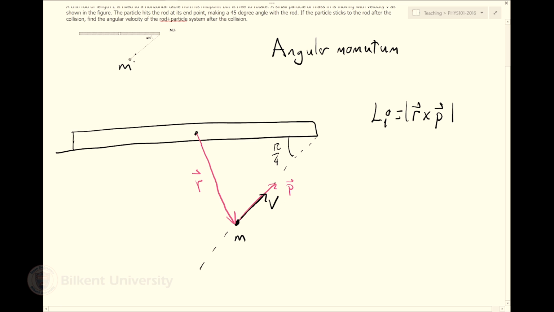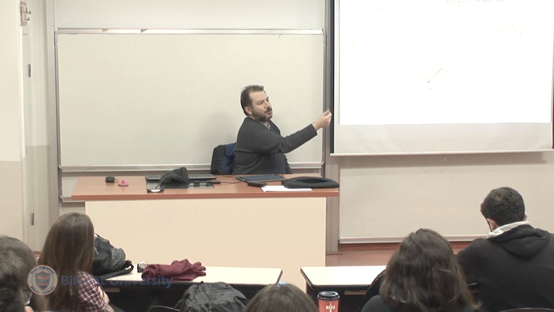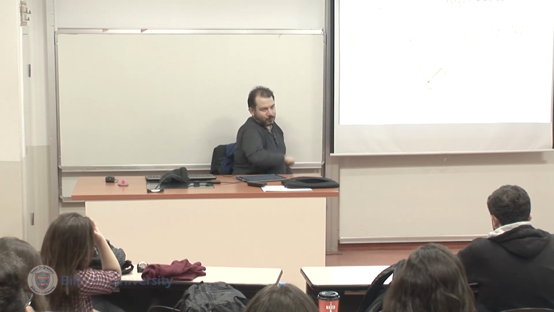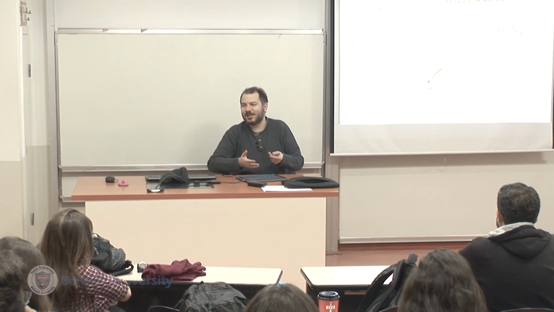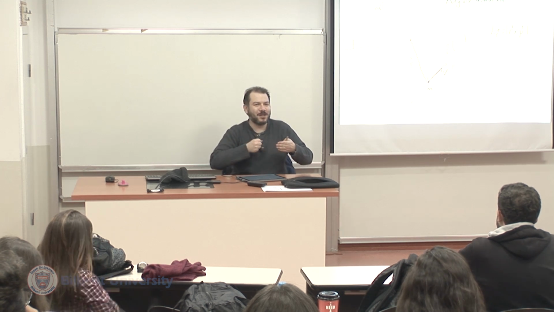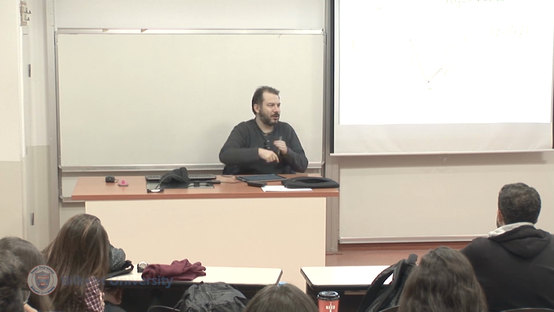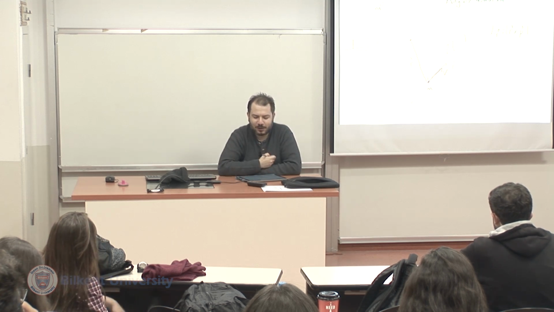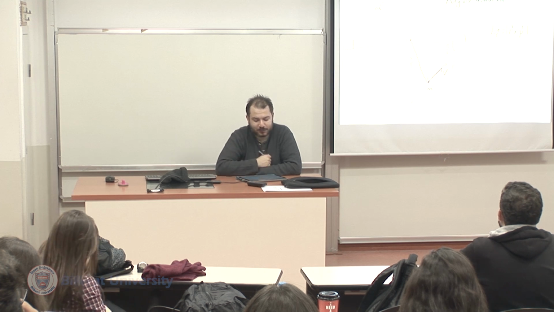First, let's check the direction. r cross p is coming out of the board, so it's a counterclockwise angular momentum. And that's pretty much what we expect. I know from daily experience that if this mass hits my rod, it's going to start turning counterclockwise. So let's find the magnitude of this.